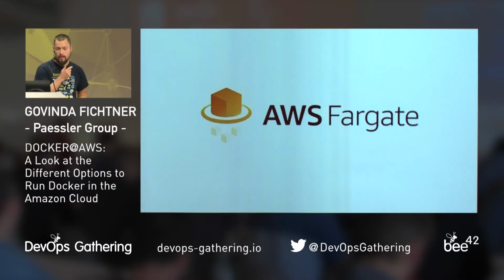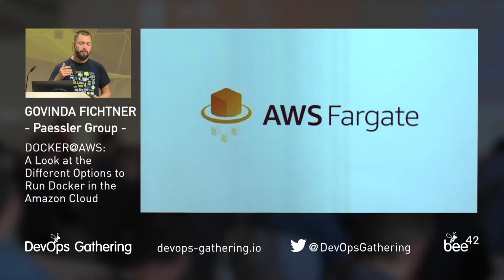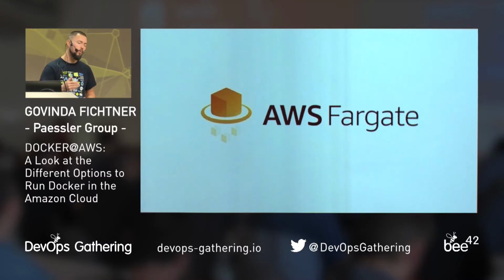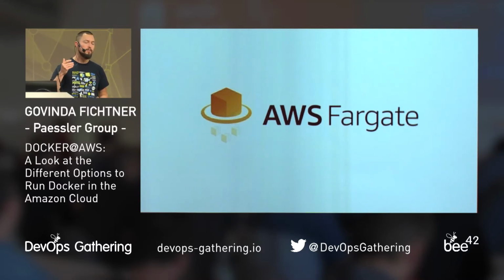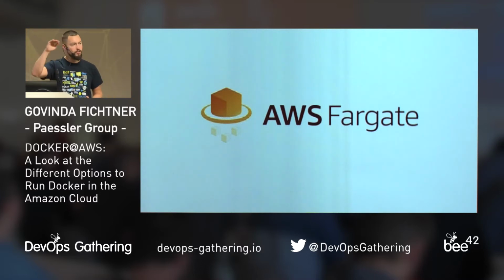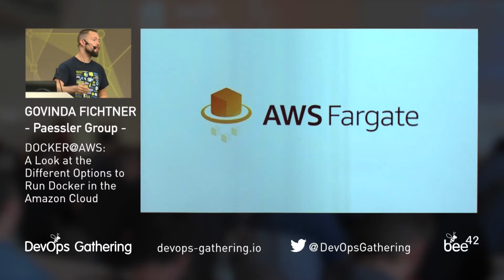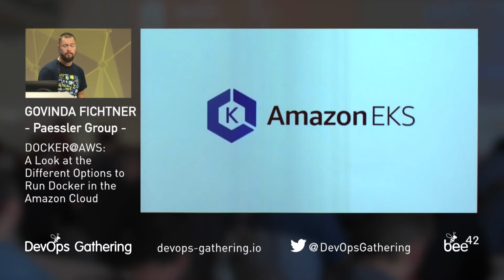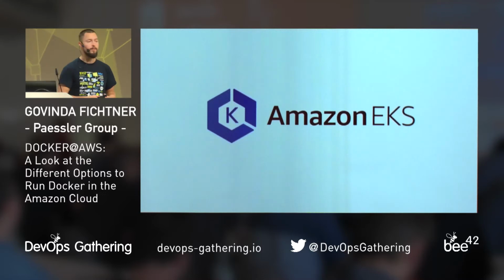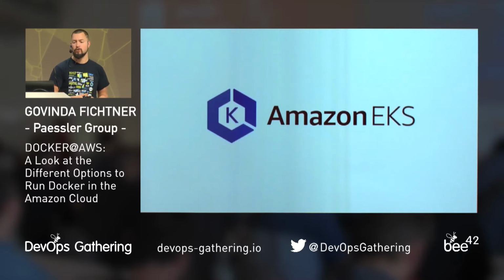With ECS, the standard mode was for a long time to manage your own EC2 instances. And in December 2017, at the re:Invent conference, AWS introduced a new service called AWS Fargate. AWS Fargate has the mission to provide a managed container service on a higher abstraction level than ECS. So you don't have to manage your own instances anymore. And then they also introduced another service called EKS, which is a managed Kubernetes service.